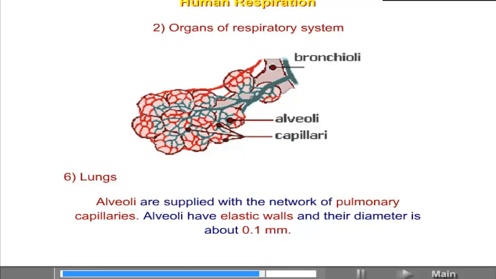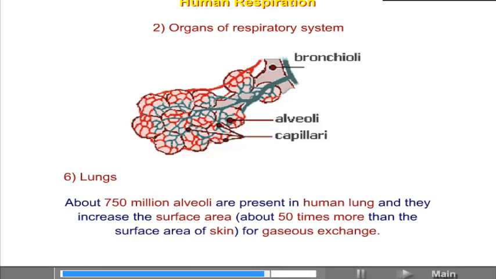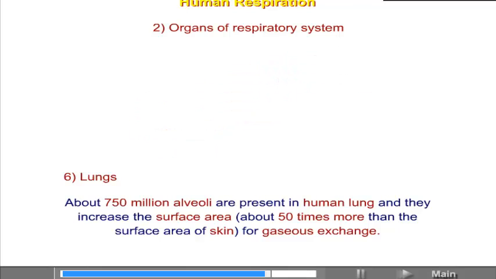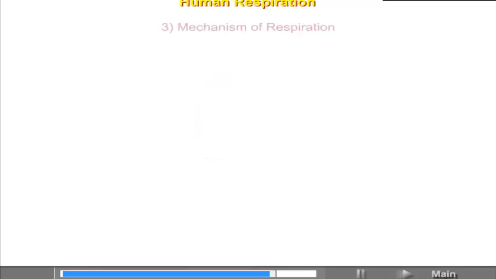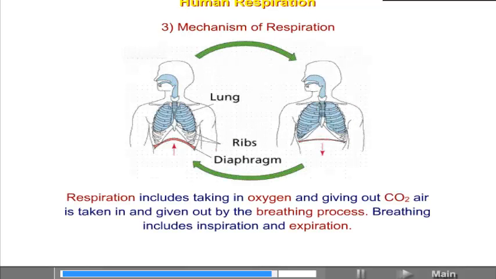Alveoli are supplied with a network of pulmonary capillaries. Alveoli have elastic walls and their diameter is about 0.1 millimeter. About 750 million alveoli are present in human lung, and they increase the surface area about 50 times more than the surface area of skin for gaseous exchange. Mechanism of respiration. Respiration includes taking in oxygen and giving out carbon dioxide.